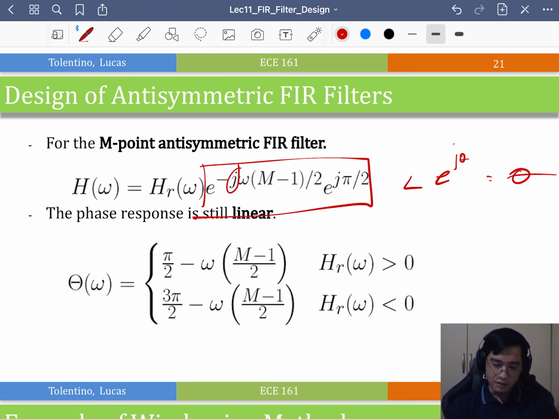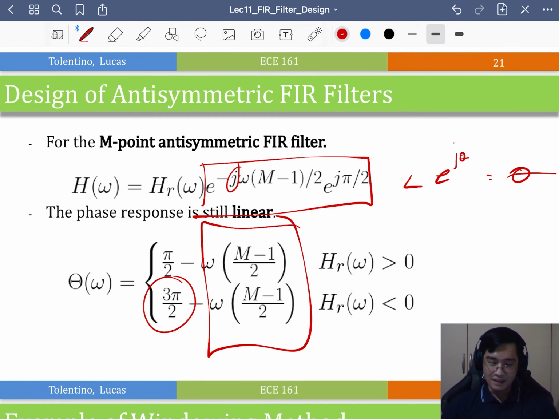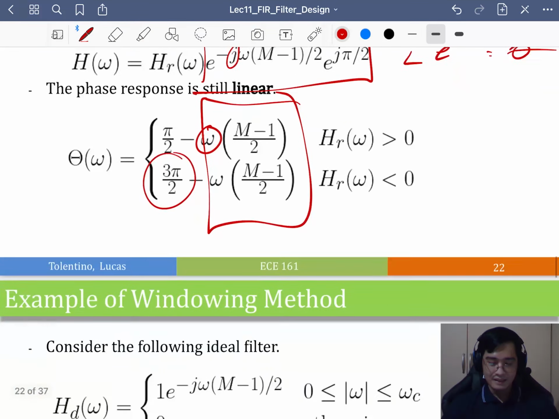When H_r of omega is equal to a negative number, we just add pi over 2 to the phase, thereby we have 3 pi over 2 instead. But the main idea here is that we still have a linear phase response with respect to omega.